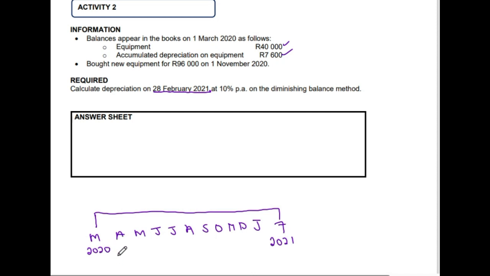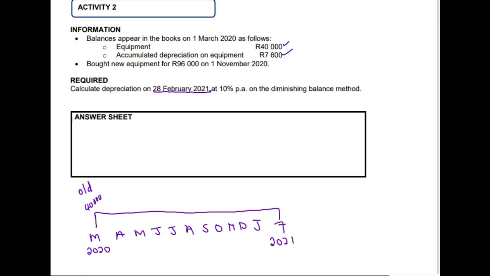And then we go back to our information. Balances appear in the books of 1st March. Then we know we have 1st March, which is our old. And then we are going to write our old. How much was our equipment at the beginning of our financial year? It was 40,000. And then we are going to write what?